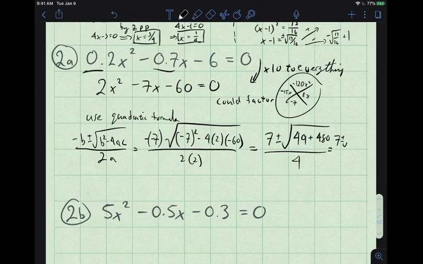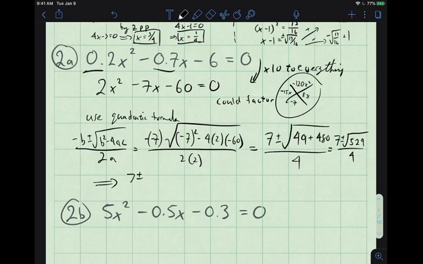7 plus or minus the square root of 529, all over 4. Gosh, I don't have that memorized. If you do, great. 529, 23. Okay, so let's keep going.